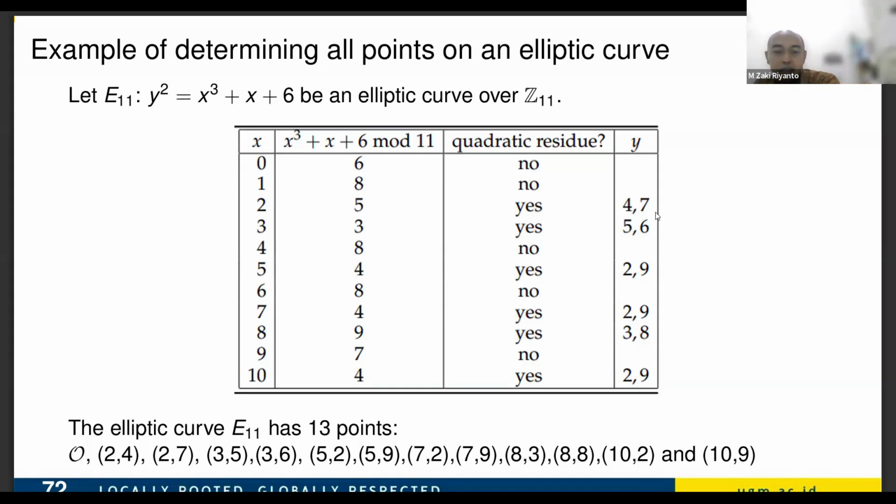So from this computation, we know that the elliptic curve has 13 points. The first one is, of course, the point at infinity, and then (2, 4), (2, 7), (3, 5), (3, 6), and so on. Okay, this is very simple. And I give an exercise to compute all of the points on an elliptic curve.